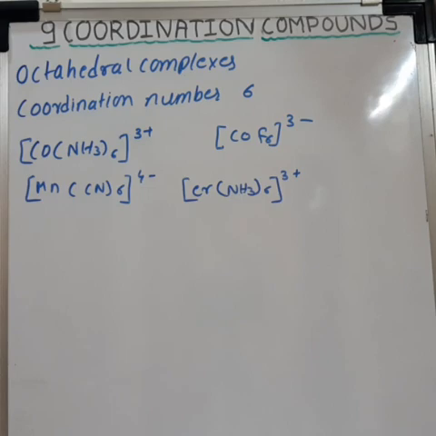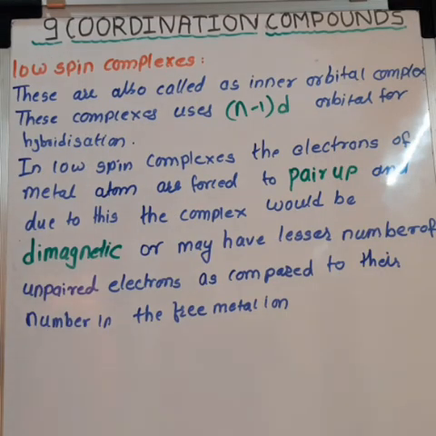First we will see low spin complexes. These are also called inner orbital complexes. These complexes use (n-1)d orbitals for hybridization. In low spin complexes, the electrons of the metal atom are forced to pair up, and due to this the complex would be diamagnetic or may have a lesser number of unpaired electrons as compared to their number in the free metal ion. For example, the [Co(NH3)6]3+ complex.